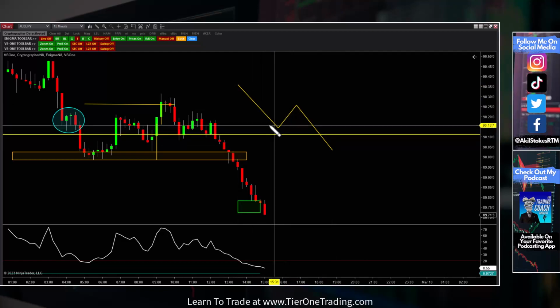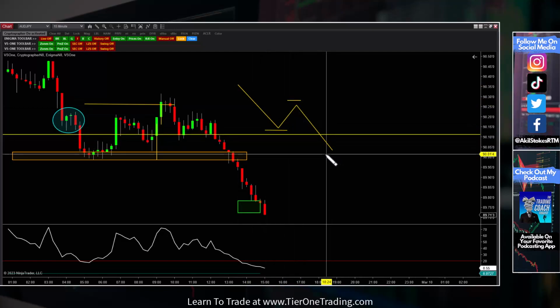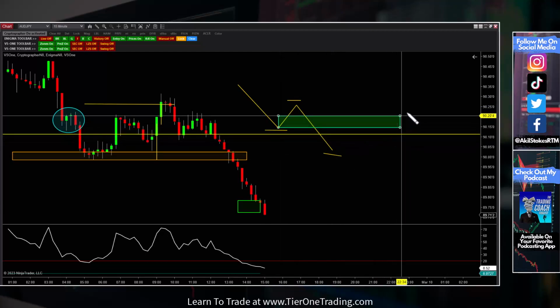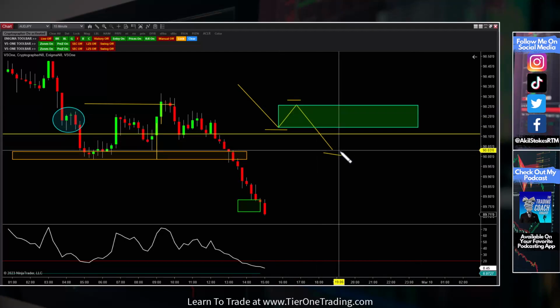So we have our basic initial structure low, our outside return, our new structure low, and then we're looking for a pullback right into our previous kill zone, the area between our initial structure low and our previous outside return. And we spoke about two different ways trend traders can handle this.